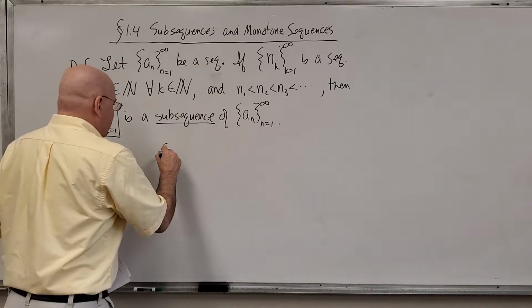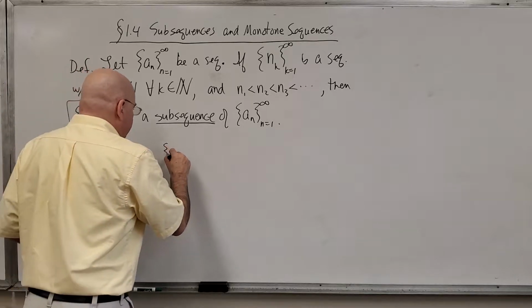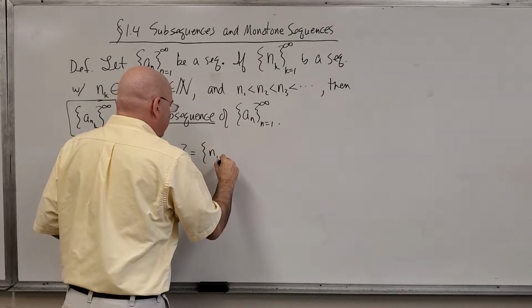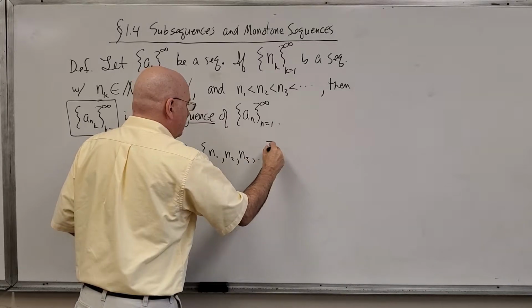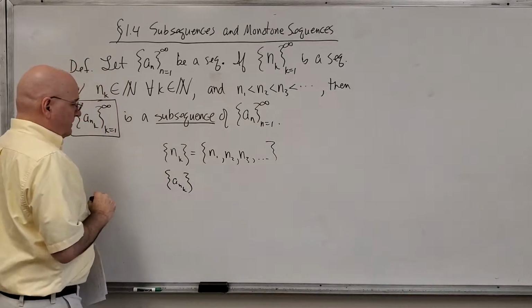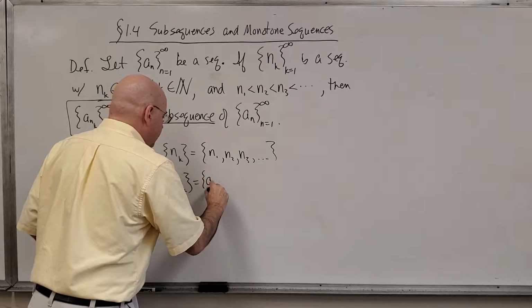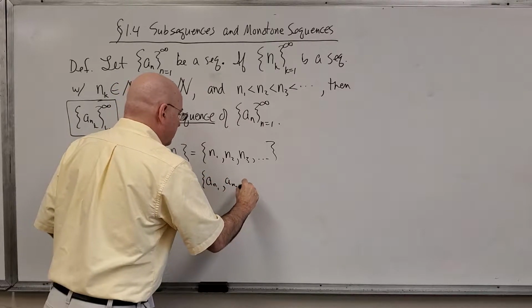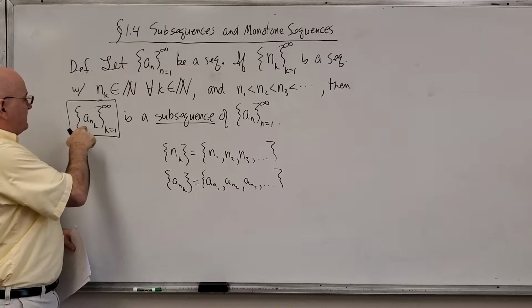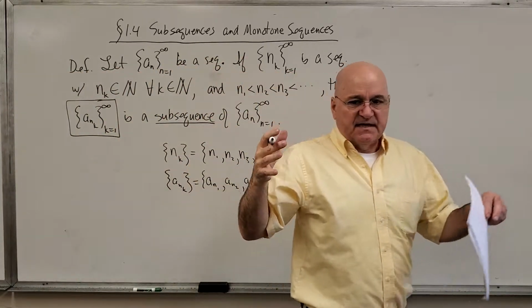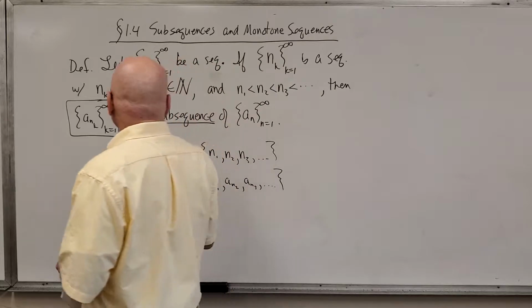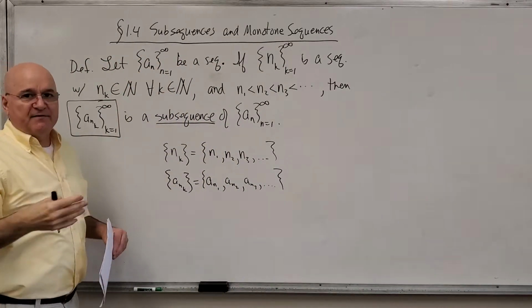So just to get a picture of what we're talking about, the sequence n_k is just written out as n1, n2, n3, and so on. And then a_{n_k} is a_{n1}, a_{n2}, a_{n3}, and so on. This sequence a_{n_k}, the subsequence, can be thought of as taking the original sequence a and just removing some terms from it. If you delete terms from the original sequence, you have a subsequence.